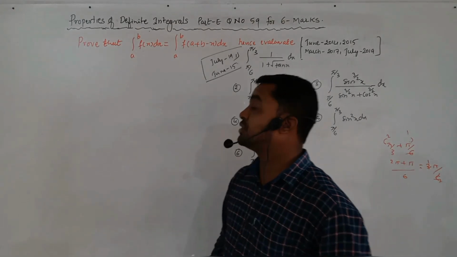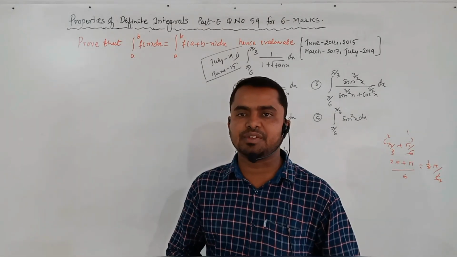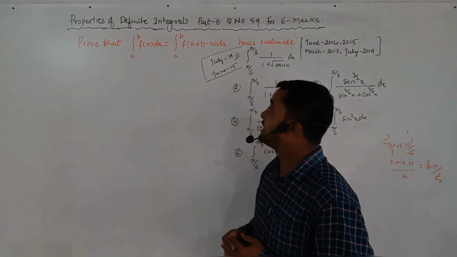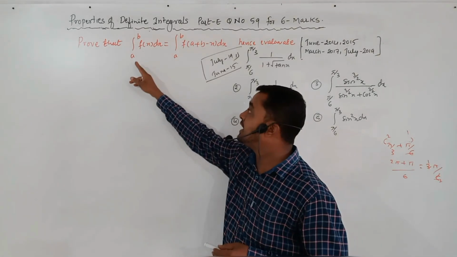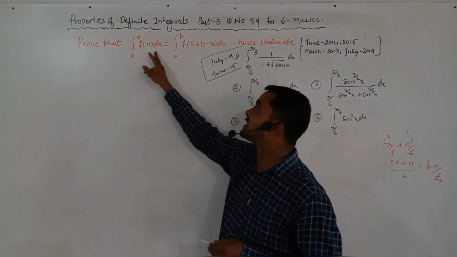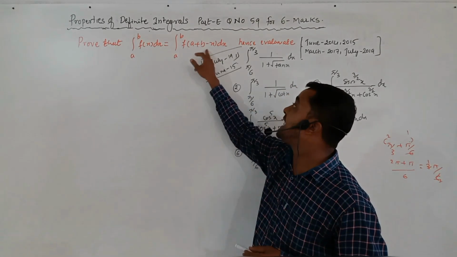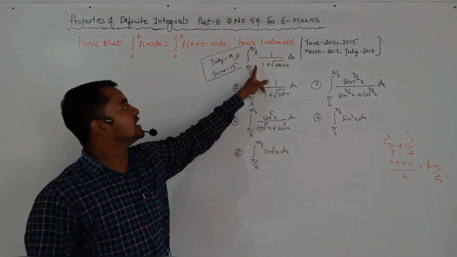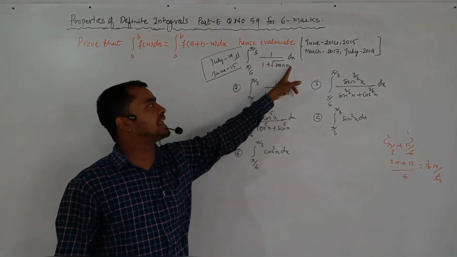So today we are going to solve another property of definite integral for the point of your examination. It is also a very important property. So here, prove that integration of a to b f of x dx is equal to integration of a to b f of a plus b minus x dx. This is the property, and hence evaluate integration of 5π/6 to 5π/3 of 1 by 1 plus root tan x dx.